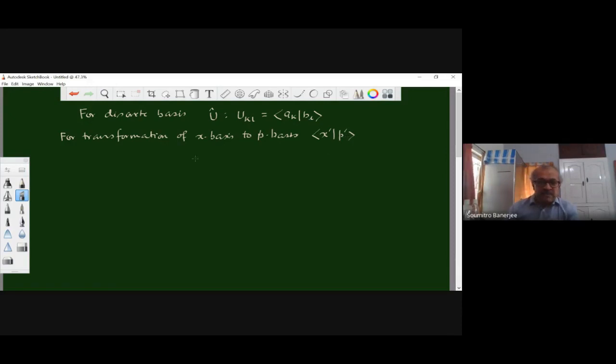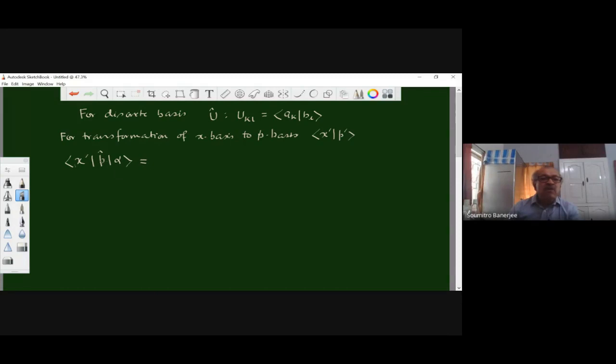What is this? In order to calculate this, let us first consider the X, we have to start with X, P operating on some vector alpha.